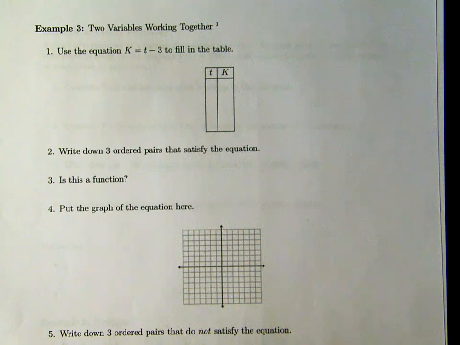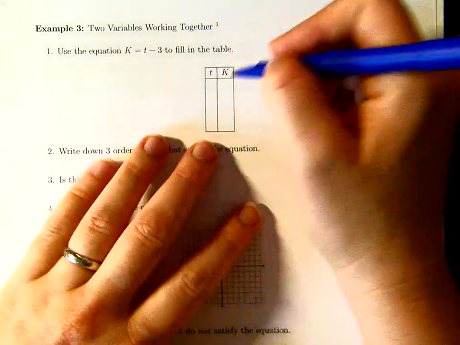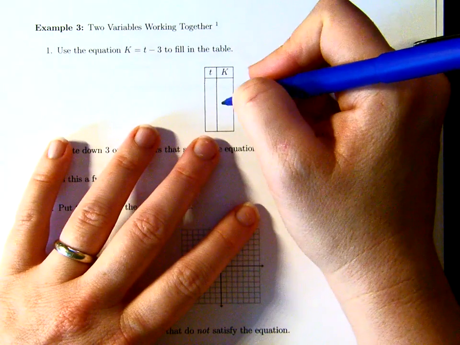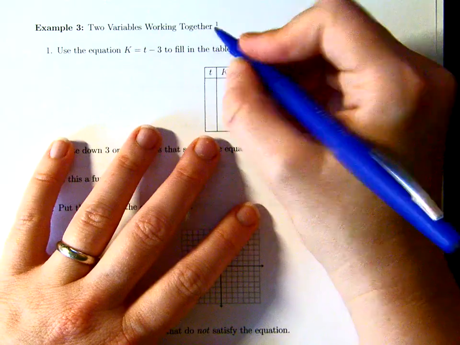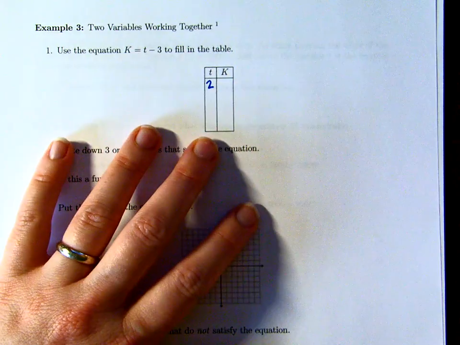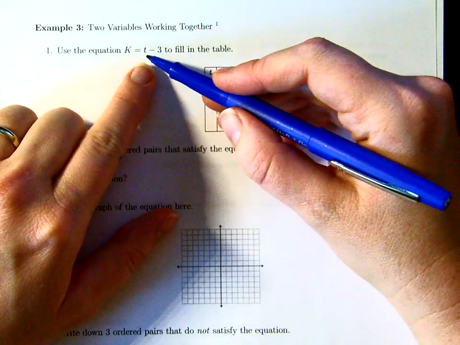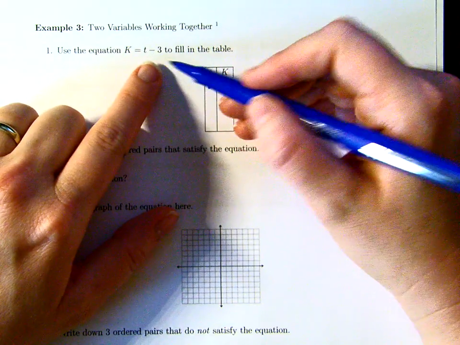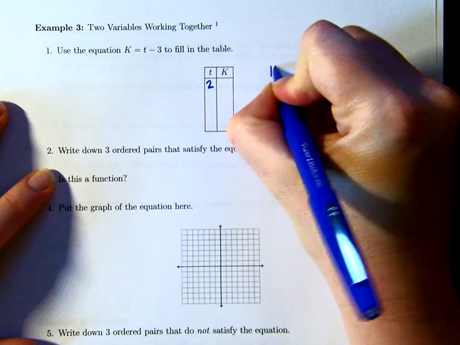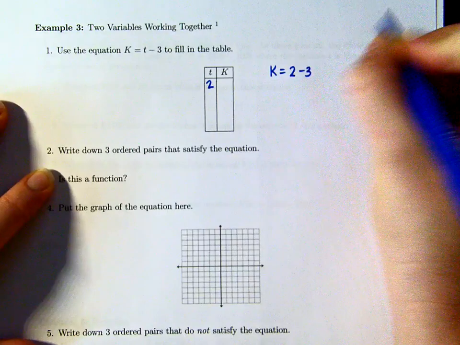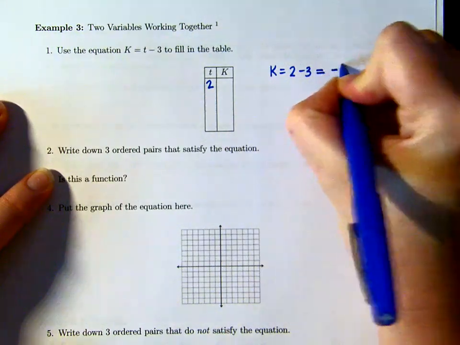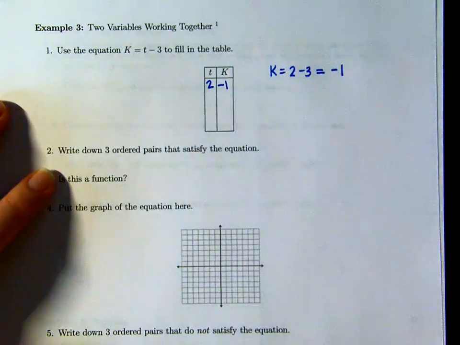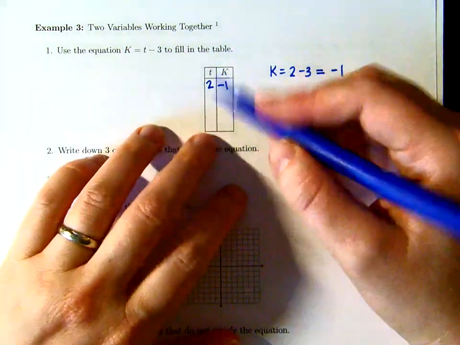Okay, it looks like t has been left up to us to decide what to do with it. I don't know. What do you want to pick? T is, making something up, t is 2. Okay, well, when t equals 2, 2 minus 3, let's write this down. K equals 2 minus 3, that's -1.